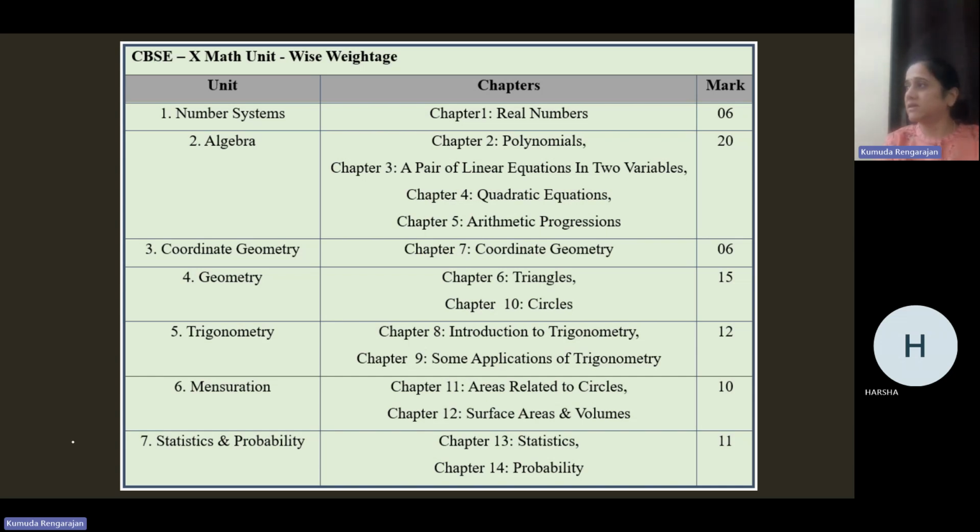Then triangles. Class 9, we had this chapter congruent triangles. Now here you will be learning similar triangles. So in simple words, 2 triangles are said to be congruent when they're identical, when one looks exactly like the other. Identical means same in every aspect, sides, angles. Identical triangles are congruent triangles.